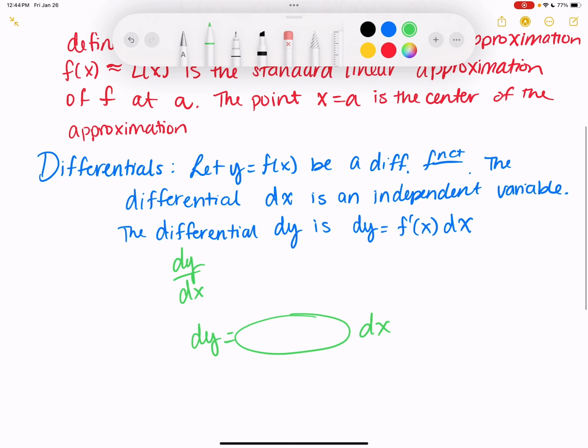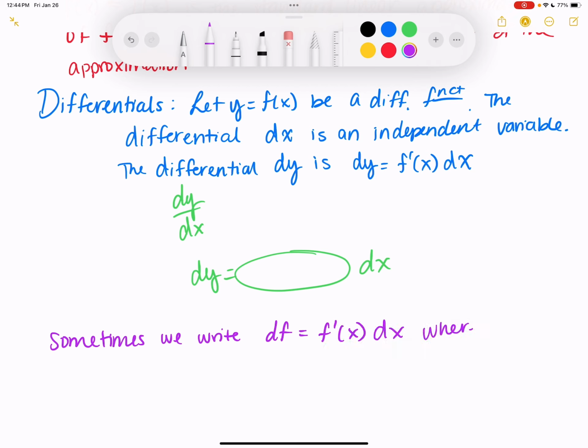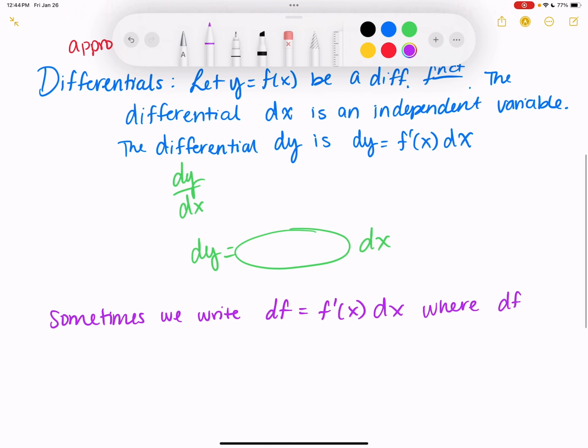This is going to come when we get to some of the shorter word problems I was talking about, but just so we have this, sometimes we write df equal to f prime of x dx, where df is the differential of f. So instead of y, we use f, basically, is all that's saying.